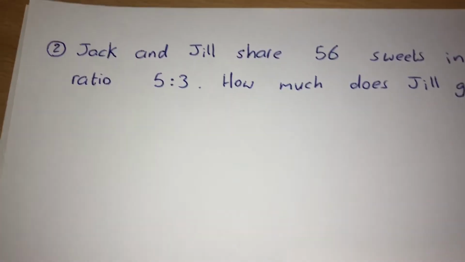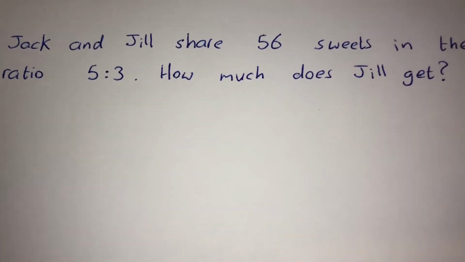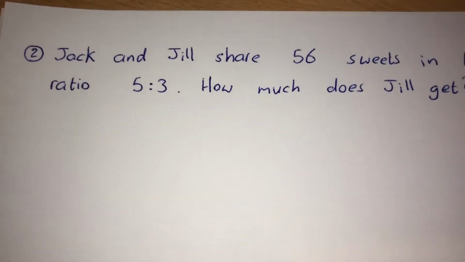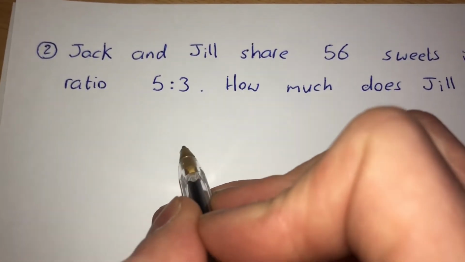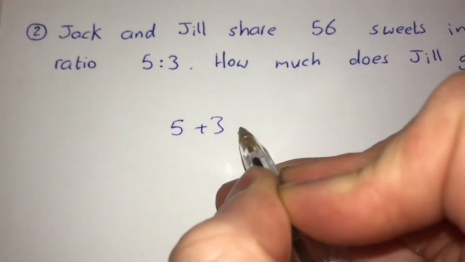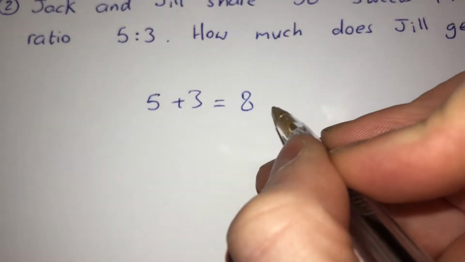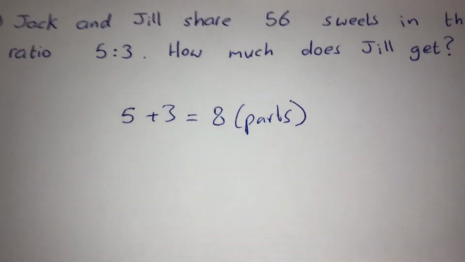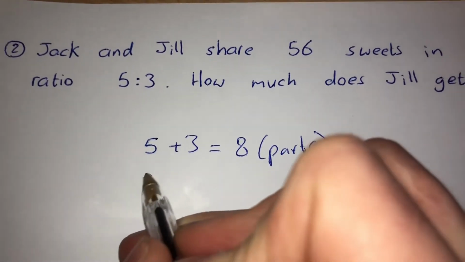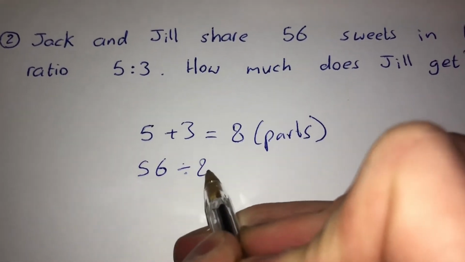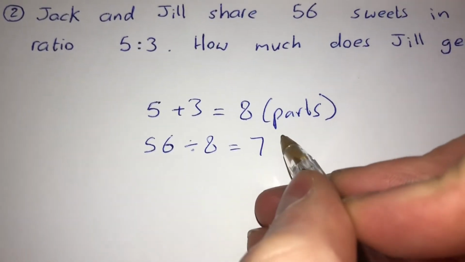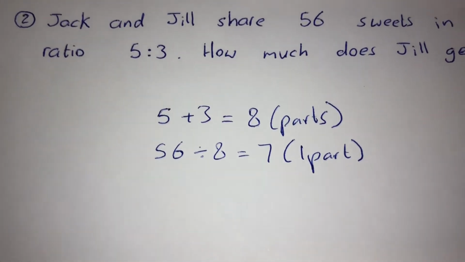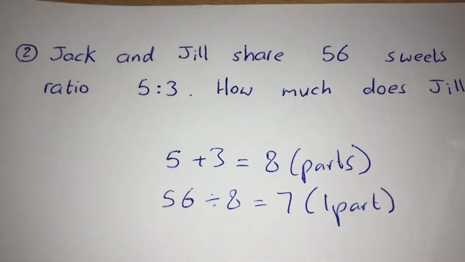So we'll look at this in a second example. Jack and Jill share 56 sweets in the ratio 5 to 3. How much does Jill get? The same logic, we add both parts of the ratio. 5 plus 3 is 8, which means there are 8 parts to this ratio in total. I need to find what one part is worth, so I divide the total number of sweets by 8. 56 divided by 8 is 7. 7 8s are 56, so that makes perfect sense. So one part is simply 7 sweets.